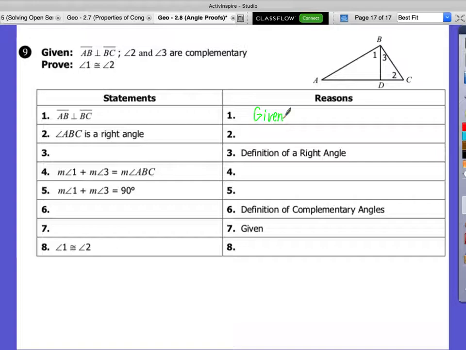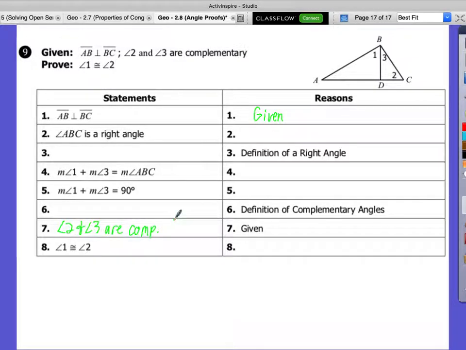7's also a given. Casey made another observation. Casey loves these givens. She says, hey, these are freebies. Let's do them. So 7's also a given. What else are we given? Angle 2 and angle 3 are complementary. So let's fill that in there.